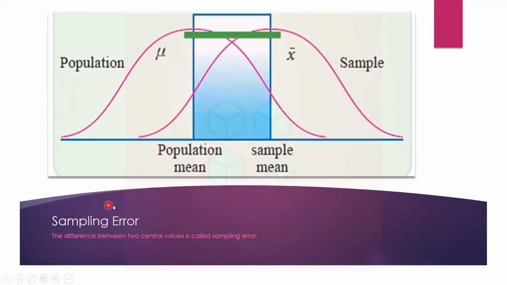We can understand the sampling error from this figure. There are two curves. One curve is obtained from the population, and this is the distribution of the population, and the curve has the mean in the center. So this is the line of the population mean mu, and the right side curve is obtained from the distribution of the sample. The sampling units have the mean x bar, so x bar lies in the center of this curve, and the difference is shown with the blue color. This difference is called the sampling error.